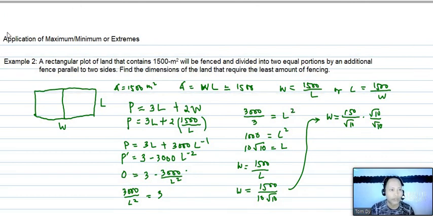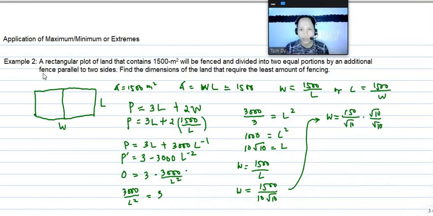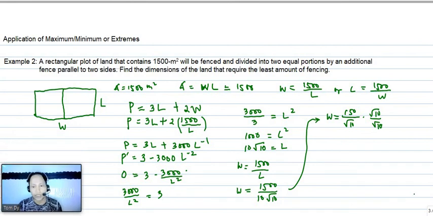Okay, so I will transfer first my picture on this side. Okay, so we have square root of 10 over square root of 10. Our width now is equivalent to 150 divided by square root of 10 over square root of 10 equals 10. 150 over 10, that is 15 square root of 10. So this will be our width.